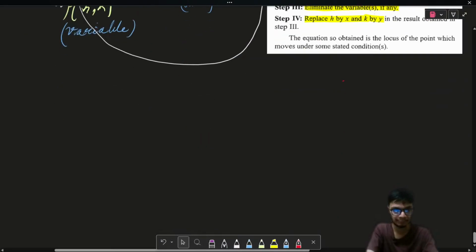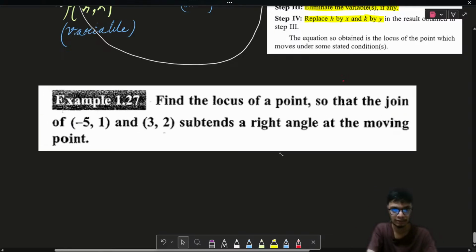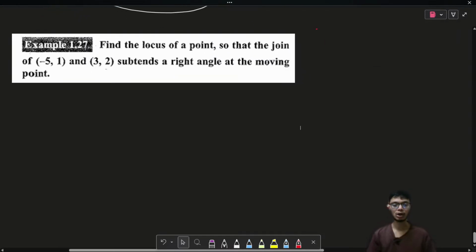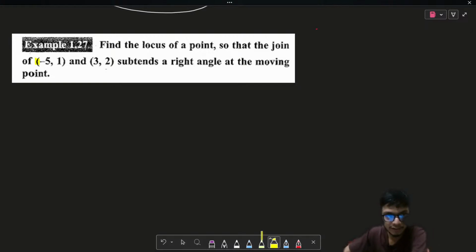So let us take a very simple problem. We have to find the locus of a point that joins the points given as minus 5 comma 1 and 3 comma 2, such that it subtends a right angle at the moving point. So we have to find the locus of that particular point. So how do we solve these questions?